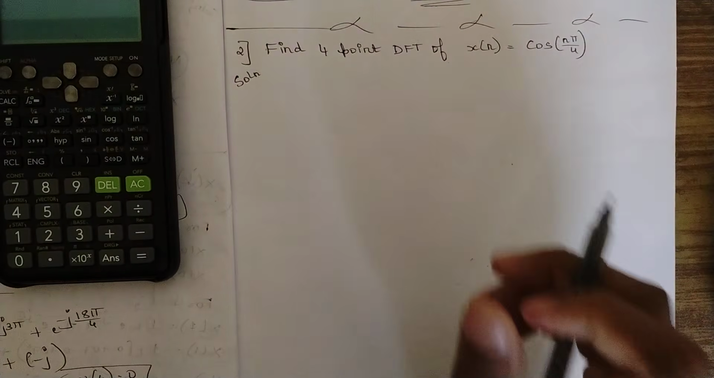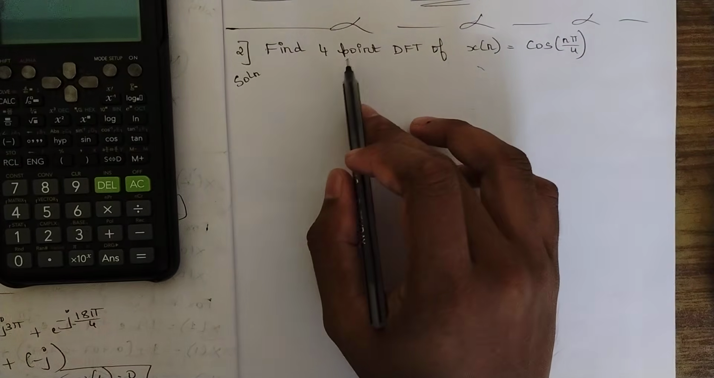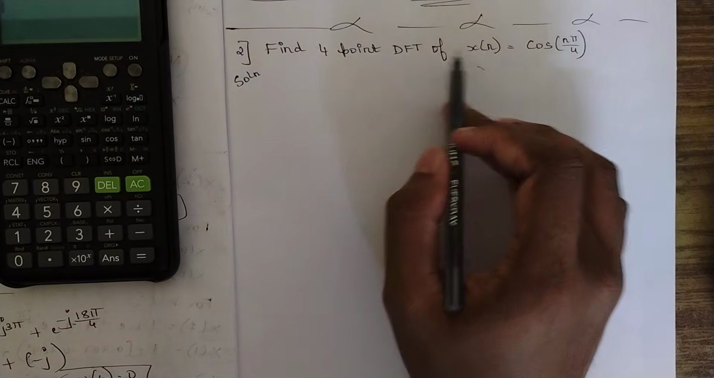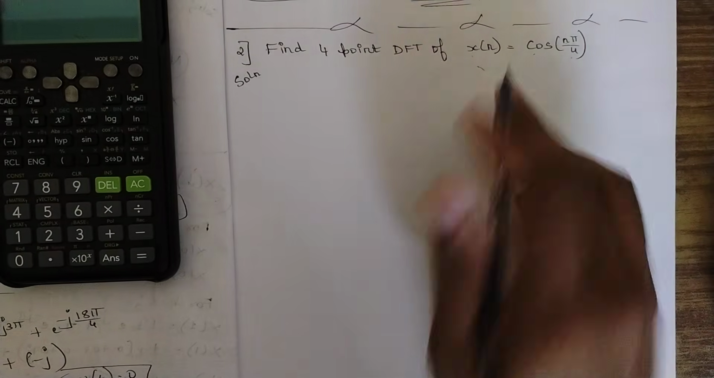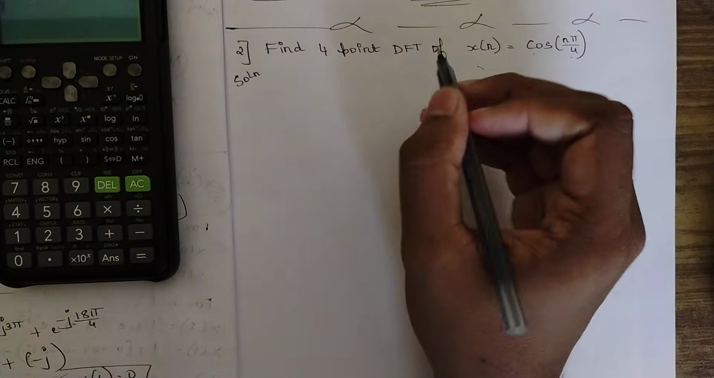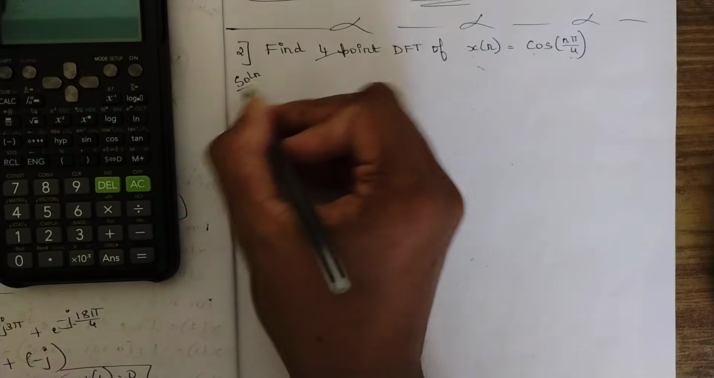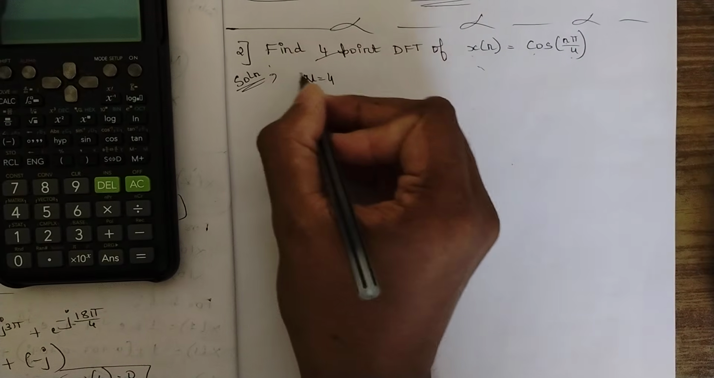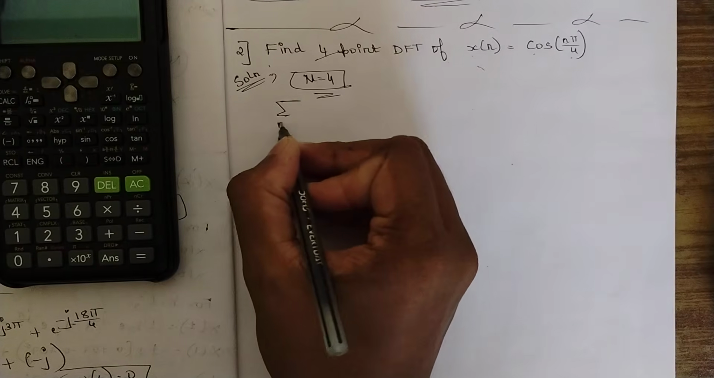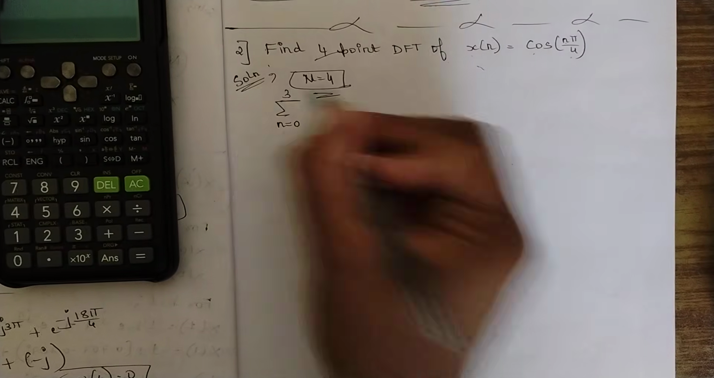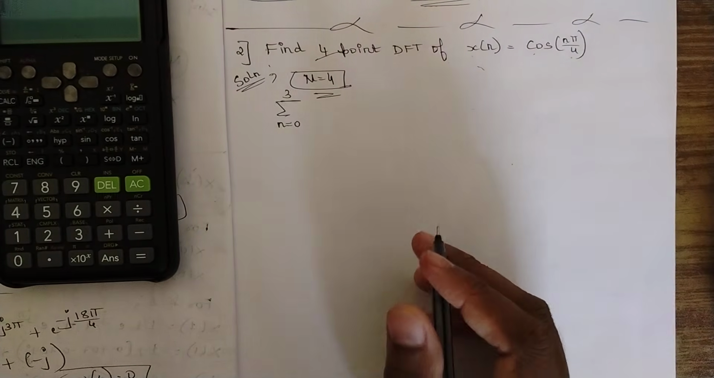In order to solve, we should first find the sequence x of n. The question is to find the 4-point DFT, and the sequence is not given. They have given x of n is equal to cos n pi by 4. So first we should check how many point DFT, that is 4-point DFT. So first write N is equal to 4. In the summation part, n tends from 0 to 4 minus 1, that is 3, if you check the formula for DFT.